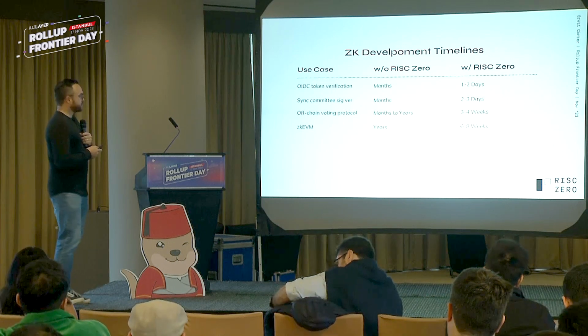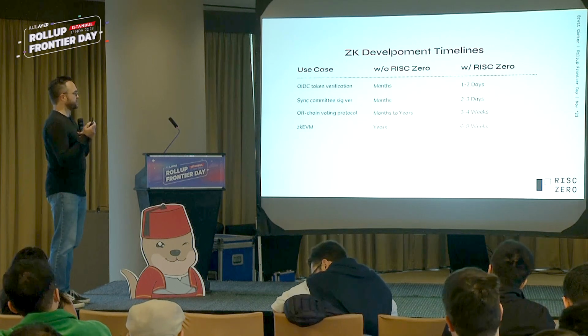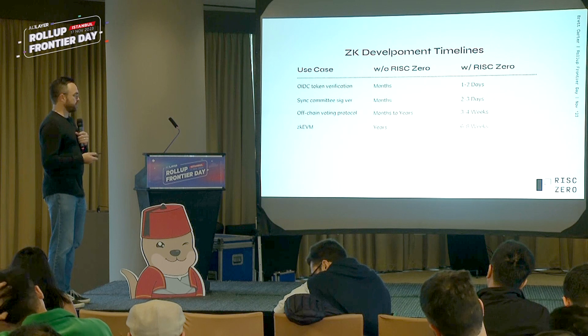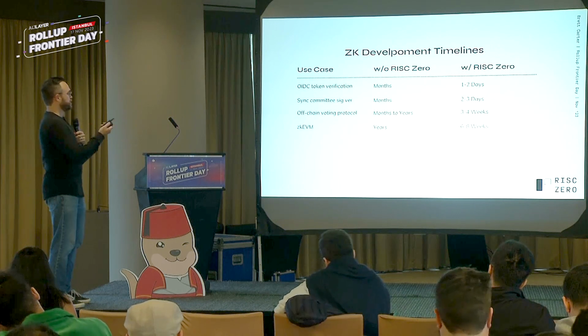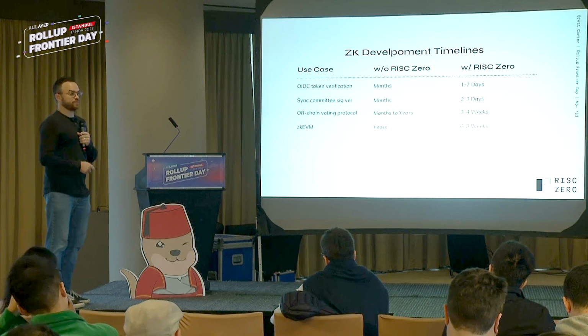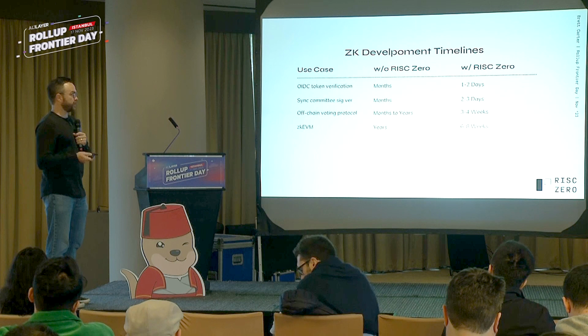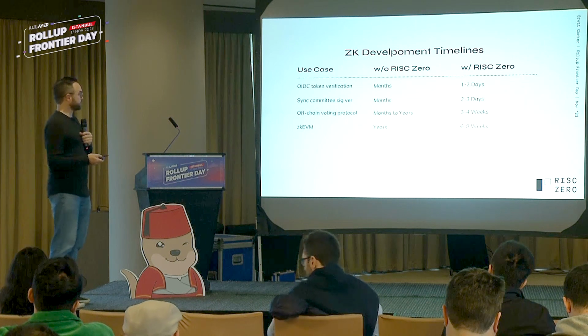Sync committee signature verifications for those consensus proofs easily take months to develop, or took months to develop with CIRCOM and other DSLs like that. Actually, the ChainSafe team was able to get that working in 2 to 3 days doing full proofs. And they had it integrated into their system, their block header Oracle system, within a week. It was really, really impressive.